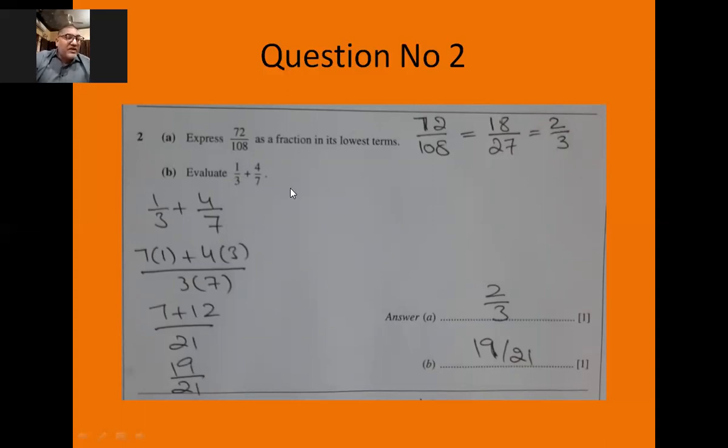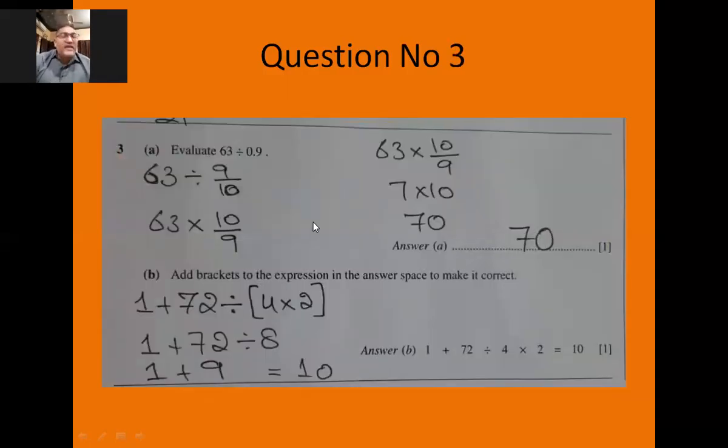The B part is evaluate 1 by 3 plus 4 by 7. So you have 1 by 3 plus 4 by 7. The denominators 3 and 7, their LCM will be 21. When you divide the LCM with this denominator, 3 and 3 will be cancelled, and 7 will multiply with the numerator. In the same way, when you divide this LCM with this denominator, 7 and 7 will be cancelled. You're left with the 3, so the 4 will multiply with the 3. So 7 ones are 7 plus 4 3s are 12, divided by 21. So it will be 19 by 21. That is the final answer, 19 by 21. So that was the question number 2.